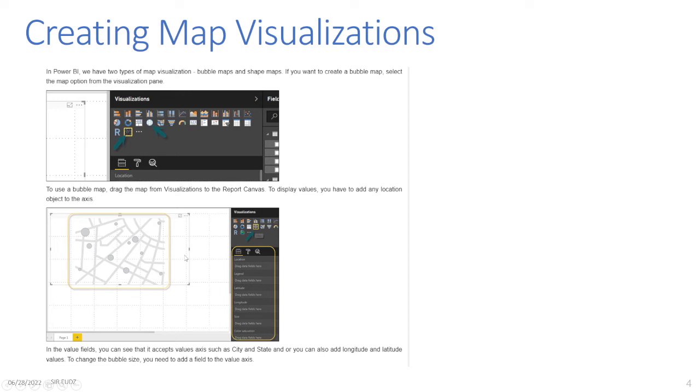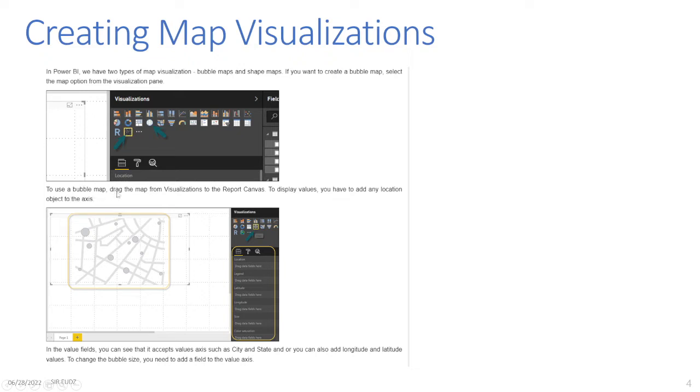Creating map visualizations. In Power BI, we have two types of map visualizations, bubble maps and shape maps. If you want to create a bubble map, select the map option from the visualization pane, or this one. So these are the two maps.